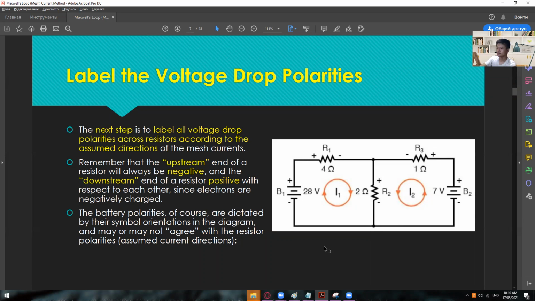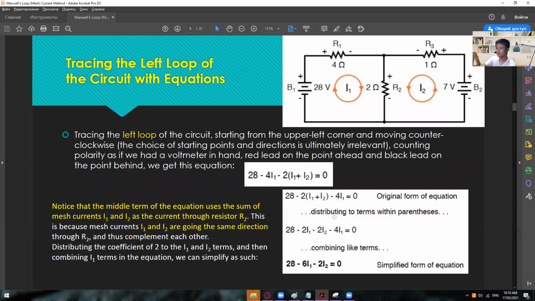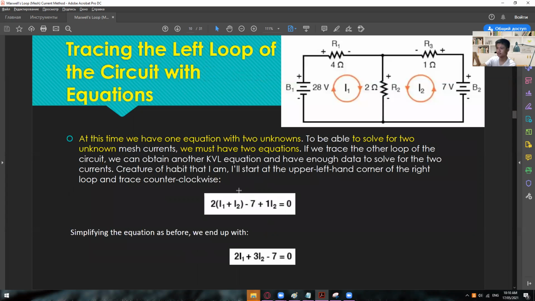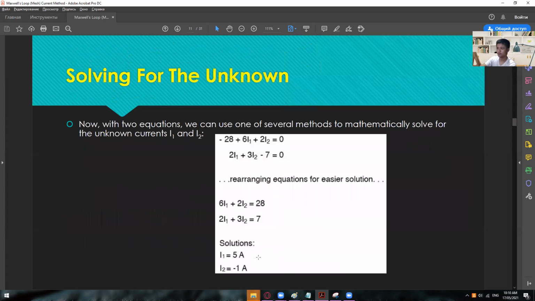All right, so let's see if we have the same result. This is equation number 1 and this is equation number 2, and from there you can use a simultaneous equation and your calculator, and then you will get this. So 5 amps for I sub 1, and negative 1 for I sub 2.